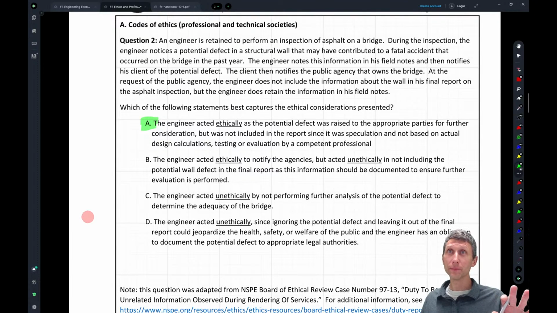He raised the problem. He told the parties that needed to be told of the potential concern. But again, he recognizes, hey, I'm not doing a full evaluation of this, but it's something you might want to look into. Right, he documents it, keeps it in his own field notes, but it's not really part of an asphalt inspection. So, that's where I'm going to go with this.